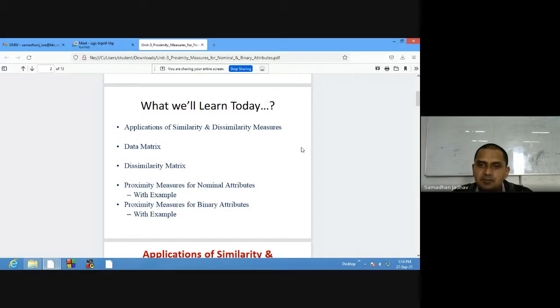What we are going to learn today is: what are the applications of measuring similarity and dissimilarity, then what is called a data matrix, then what is a dissimilarity matrix, and after that, the proximity measures if the objects are represented by nominal attributes, with examples, and the proximity measures if the objects are represented by binary attributes like gender. So we'll see measuring similarity and dissimilarity with examples.